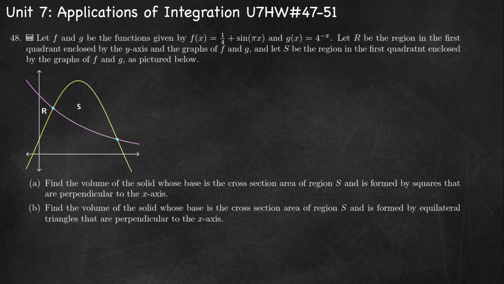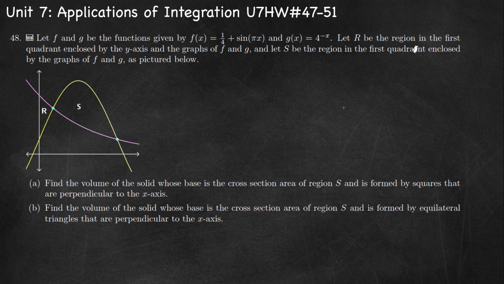Number 48, let f and g be functions given by f of x equals 1/4 plus sine pi x, and g of x equals 4 to the negative x. Let R be the region in the first quadrant enclosed by the y-axis and the graphs of f and g, and let S be the region in the first quadrant enclosed by the graphs of f and g as pictured below.